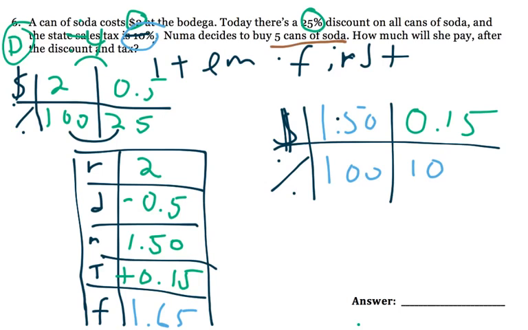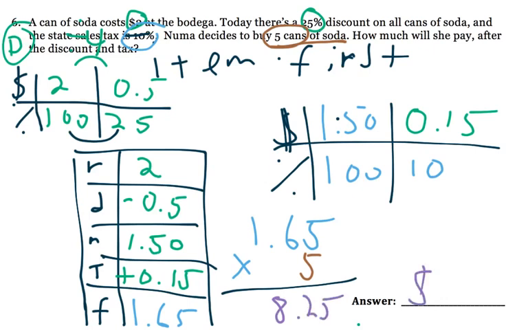1.65. But we're not done yet, because remember that Numa bought not 1, but 5 cans of soda. So to get the final price, we're going to take our number 1.65, multiply it by 5, and then we will get a final answer of 8.25.